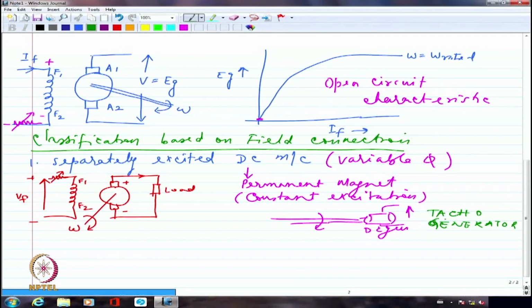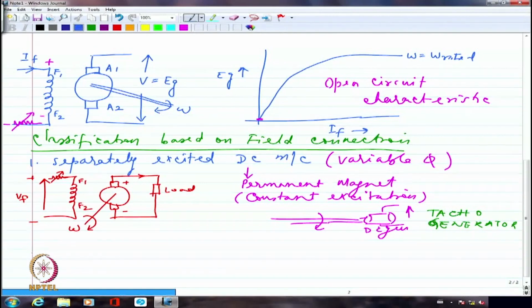So tacho generator is used generally for measuring the speed indirectly by looking at the voltage generated by the tacho generator itself, in which case it may be a permanent magnet. I would not like to have several connections in a tacho generator because it's a small one, it is a secondary mechanism. Why complicate matters? So generally I will have permanent magnet there. So this is one of the applications of permanent magnet generator.